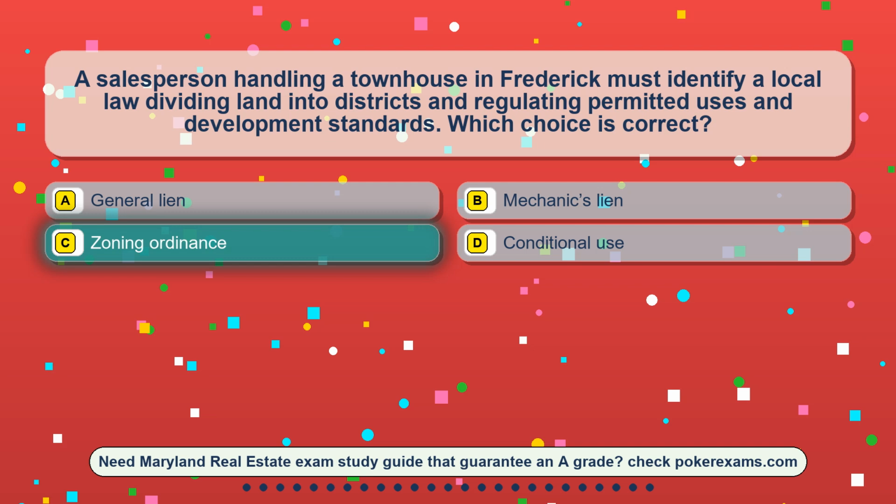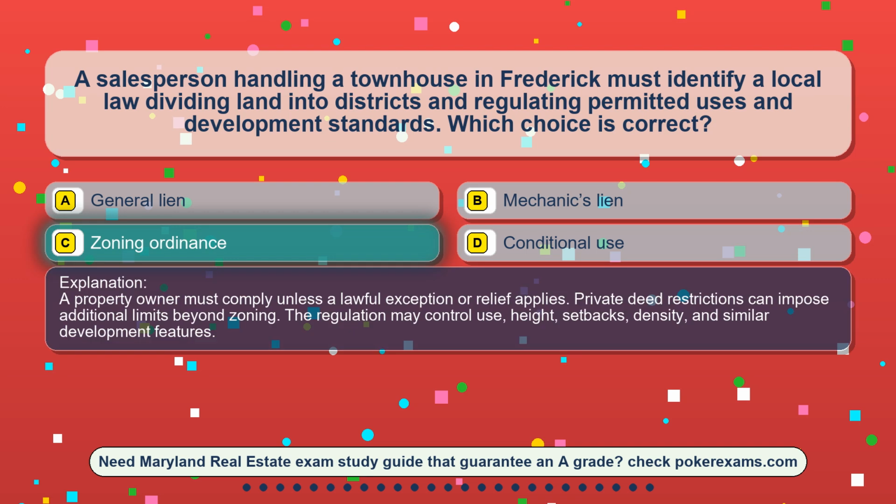The correct answer is option C, zoning ordinance. A property owner must comply unless a lawful exception or relief applies. Private deed restrictions can impose additional limits beyond zoning. The regulation may control use, height, setbacks, density, and similar development features.